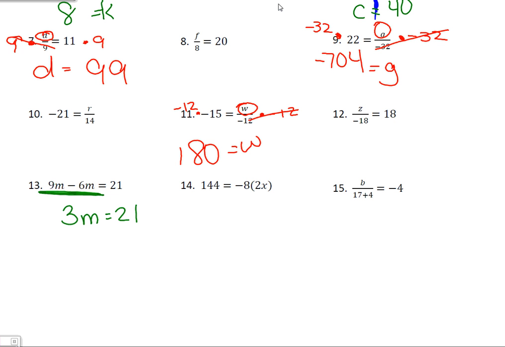Now it's just like the other ones. What they did to m was they multiplied by 3. So I'm going to divide both sides by 3. 21 divided by 3 is 7.